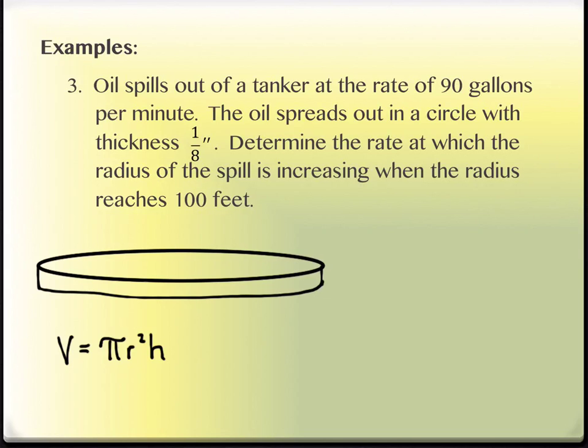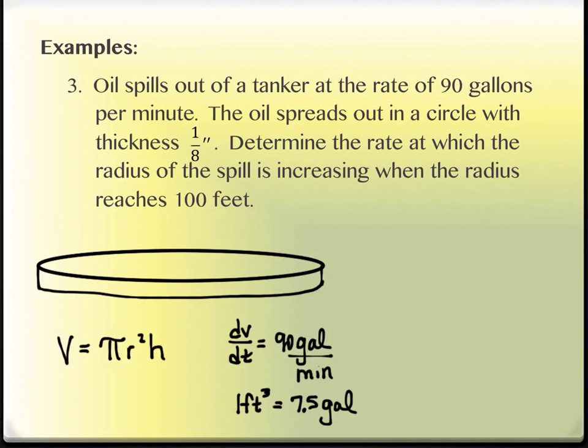Well, what we just said is that that's how the volume is changing. That's dV/dt. It's 90 gallons per minute. And let me see where the piece is that I have to tell you. Here it is. 1 cubic foot is equal to 7.5 gallons. That's the relationship. I had to look that one up. I definitely don't know that one off the top of my head.